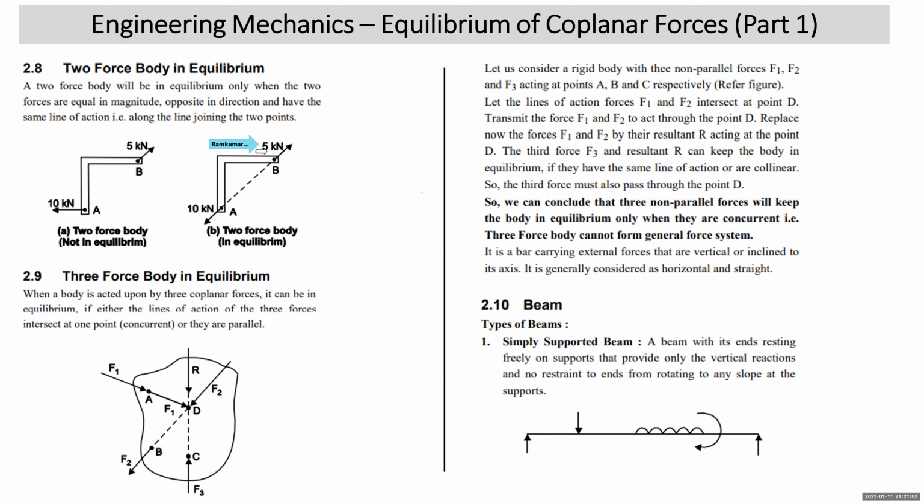So this is a minor correction. Please note it. This is not 5 kilonewton, but it is 10 kilonewton. Then only these two 10 kilonewton forces acting at A and B will keep the body in equilibrium. So do remember what I have written here: a two force body will be in equilibrium if the two forces are equal in magnitude, opposite direction, and acting along the same line of action.